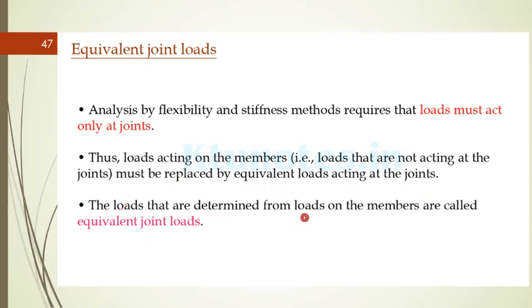The loads that are determined from loads on the members are called as the equivalent joint load. So, if you have a UDL, or if you have an inclined load, or even a load at the midspan, you are supposed to shift the load from in between the supports to the support as an equivalent joint load.